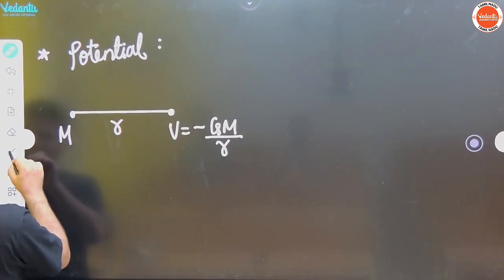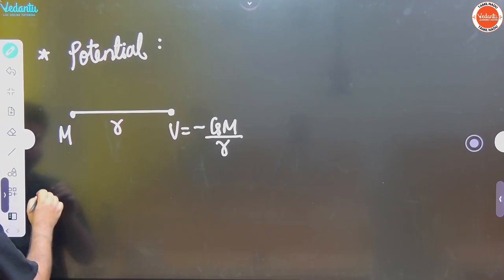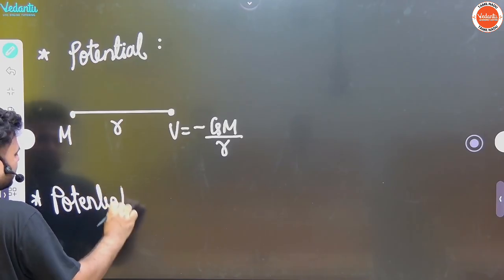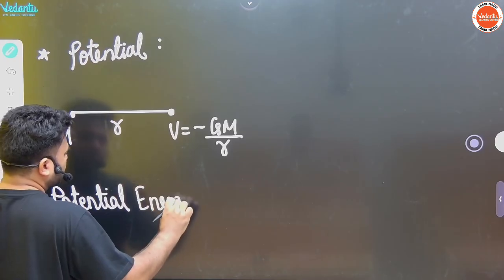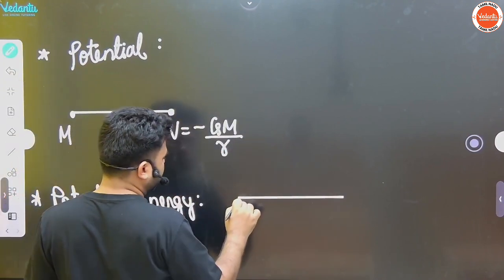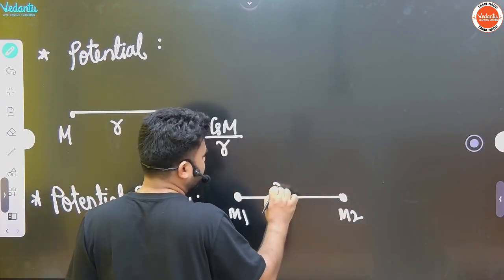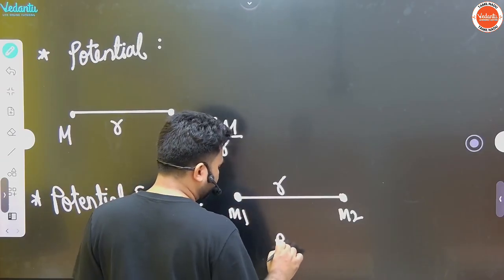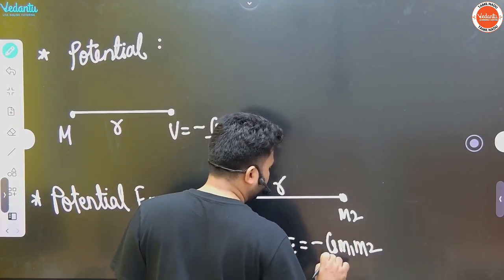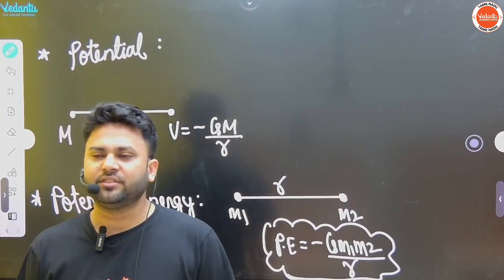Correct. They can give, after, potential energy. This is more important. Potential energy. And this you try to understand. Suppose we have a two mass system. This is mass 1. This is mass 2. They are separated by a distance r. They ask what is the potential energy of the system. Always remember potential energy is minus G m1 m2 by r. This is the potential energy of the system. Very important formula. Minus G m1 m2 by r.